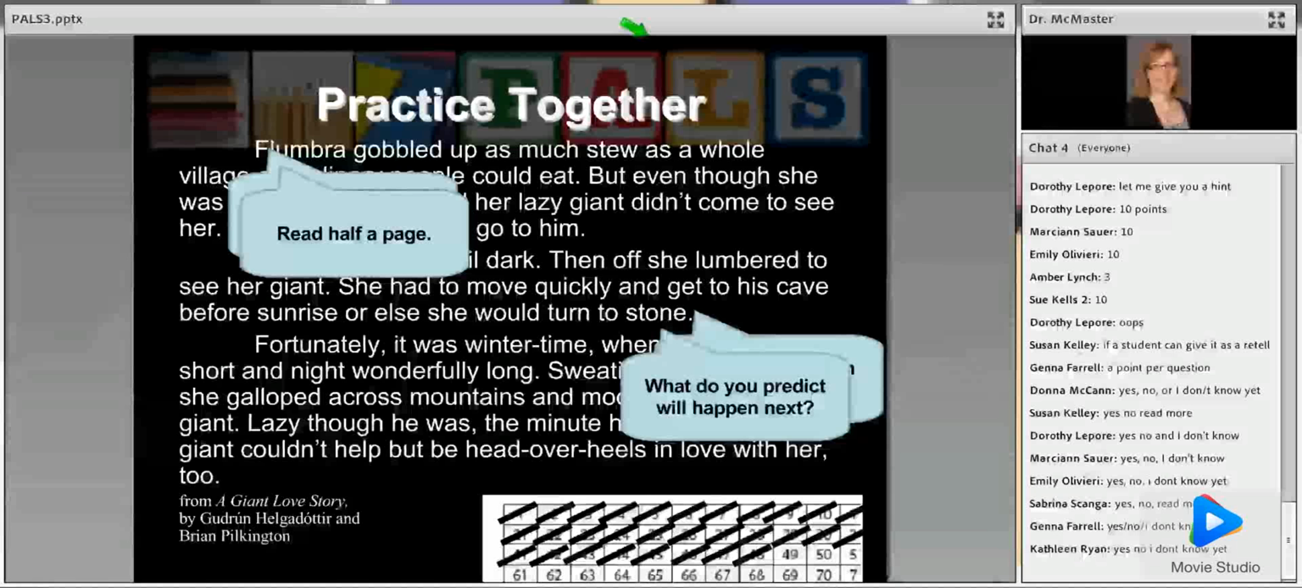After I read a half page, we'd come back and check my prediction. Again, I would say, yes, it came true, no, or I don't know yet. And we'd continue on that way for 5 minutes. And then after my 5 minutes were up, I would change jobs, and the second reader would have a chance to read new text and make predictions just like I just did.